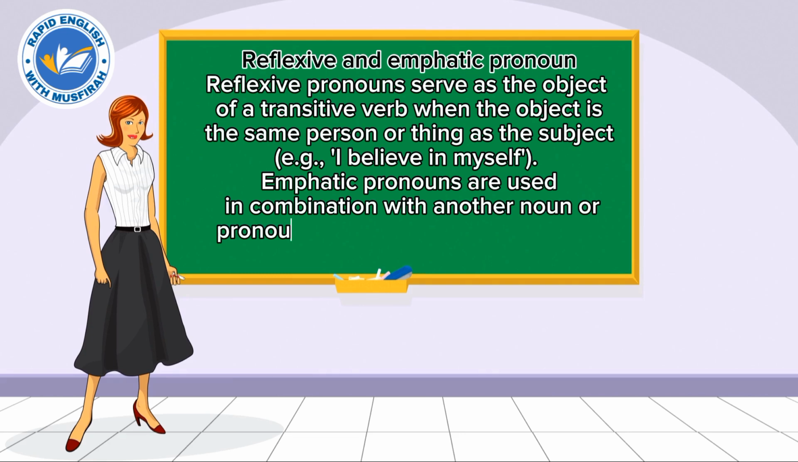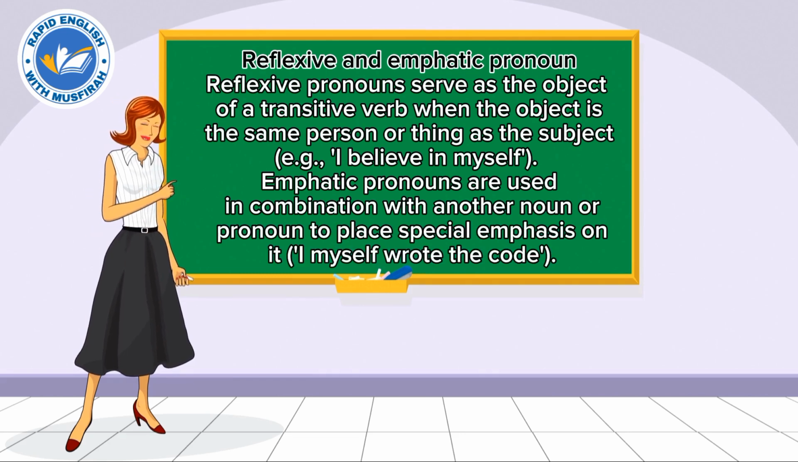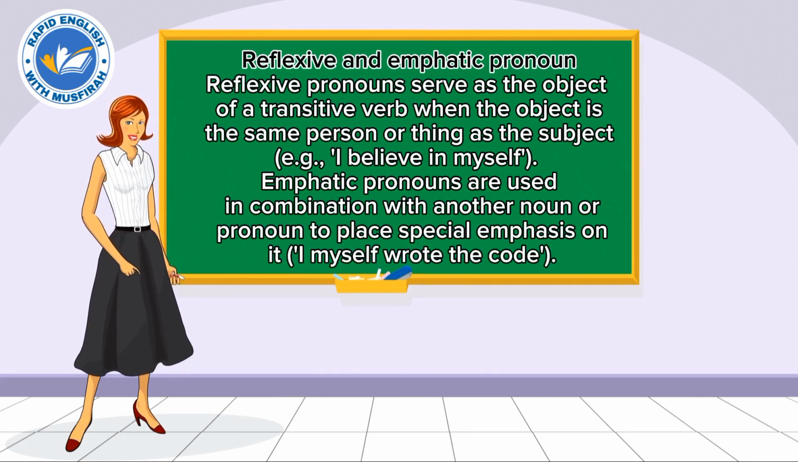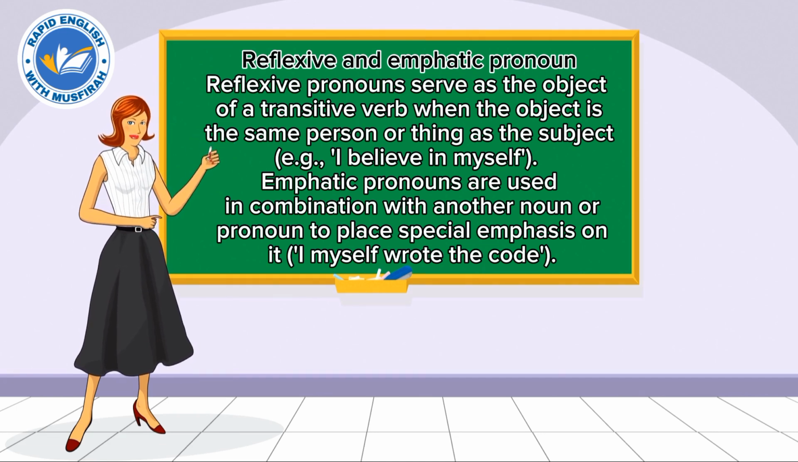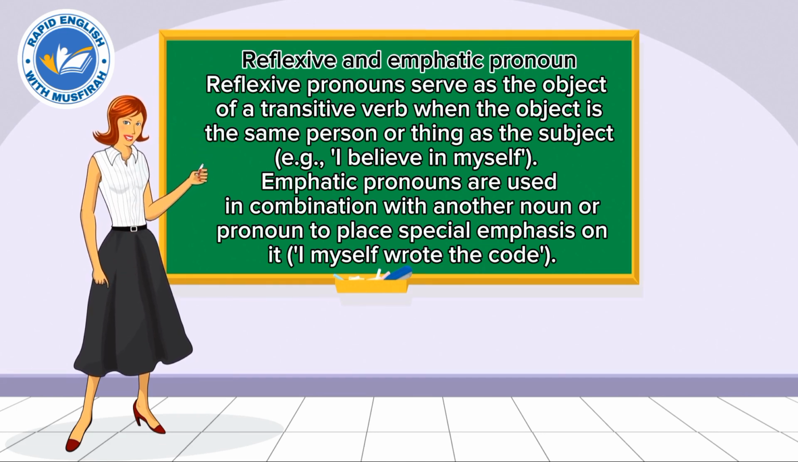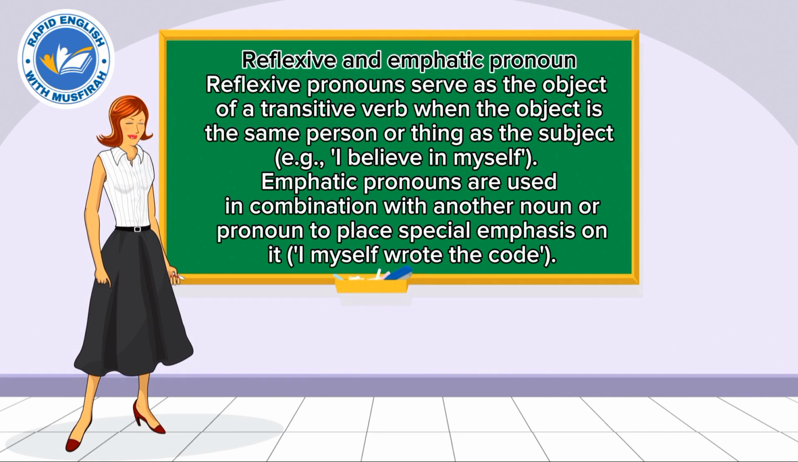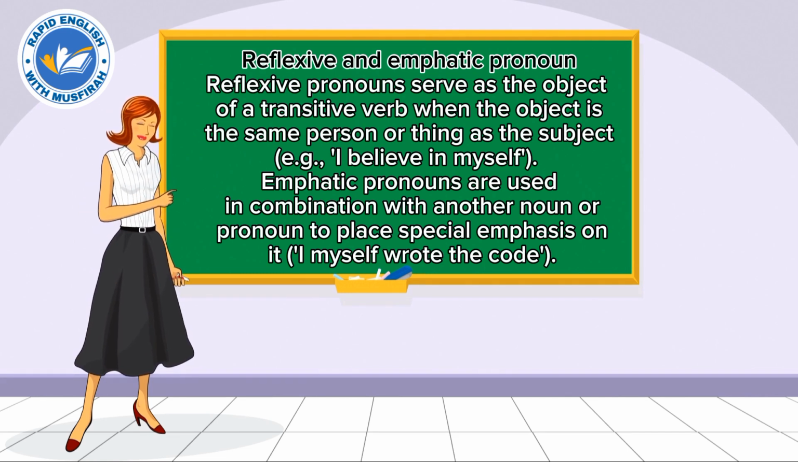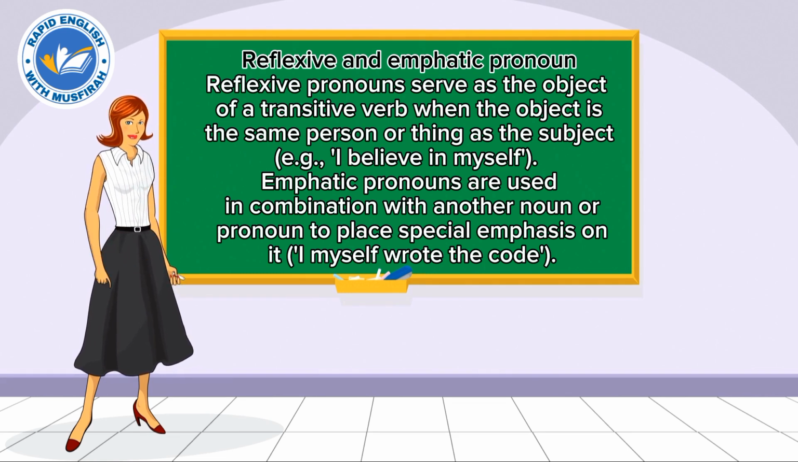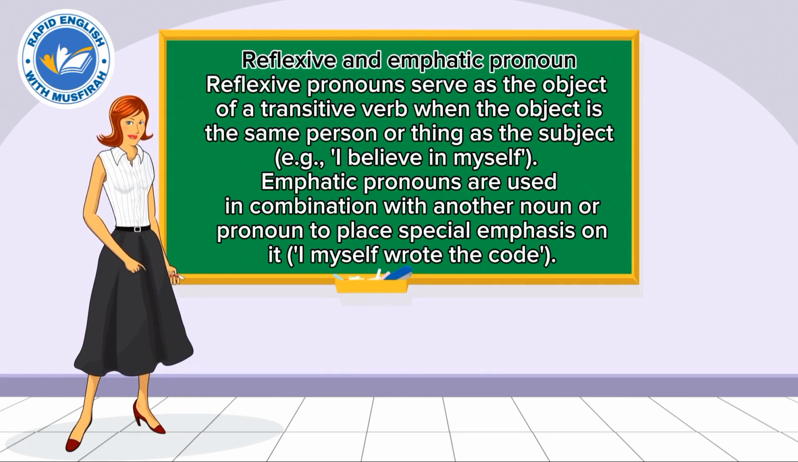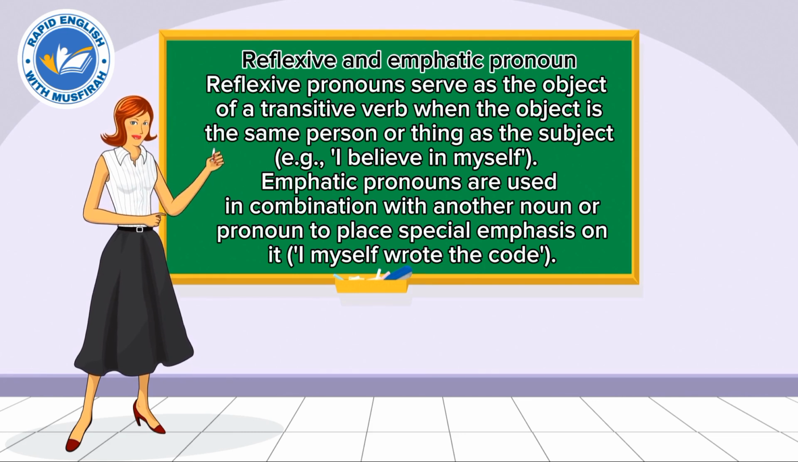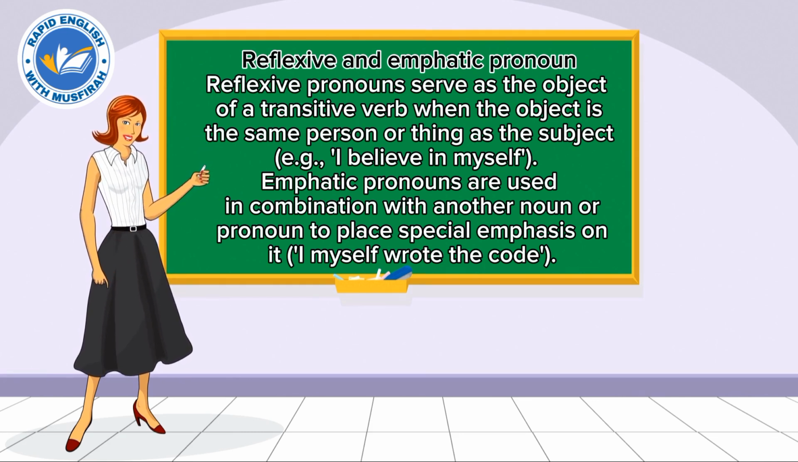Reflexive and emphatic pronoun. Reflexive pronouns serve as the object of a transitive verb when the object is the same person or thing as the subject, e.g., I believe in myself. Emphatic pronouns, also called intensive pronouns, are used in combination with another noun or pronoun to place special emphasis on it. I myself wrote the code.